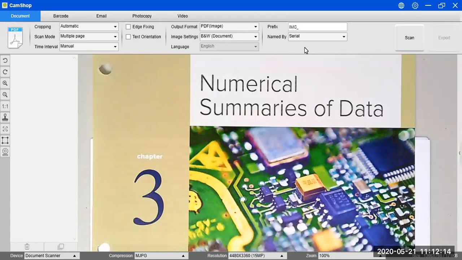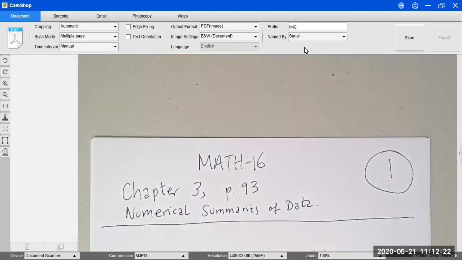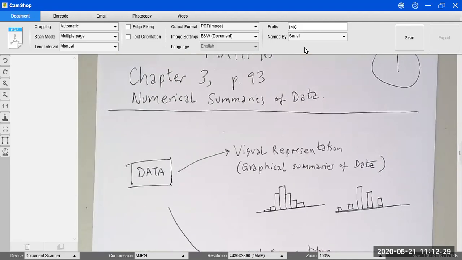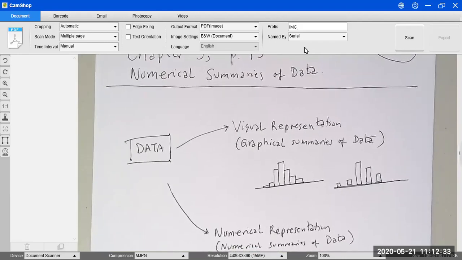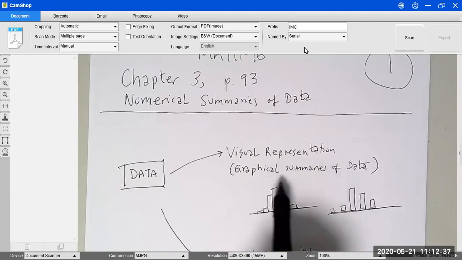Today we're going to start chapter 3 about numerical summaries of data, and that chapter starts on page 93. So this is just a continuation of our analysis of data. We started the last sessions trying to get a visual representation of data. So we created graphical summaries of data.